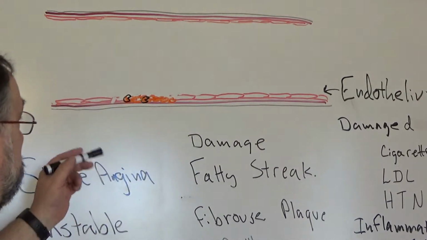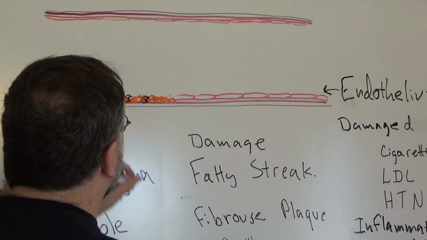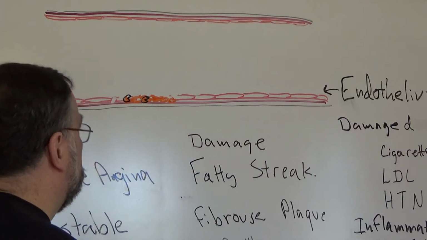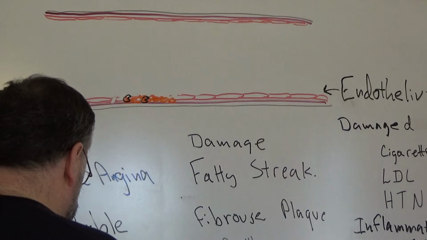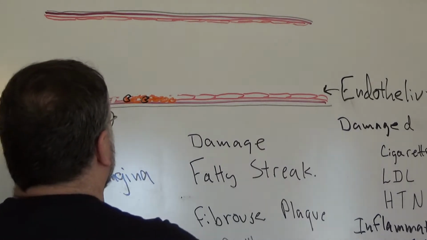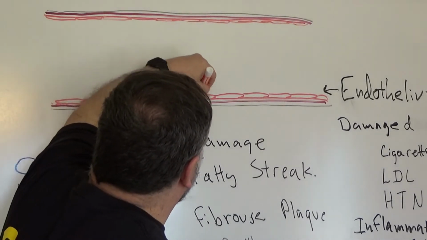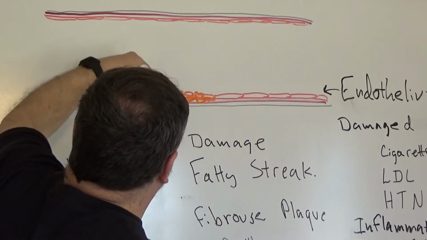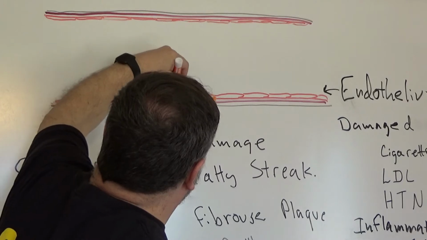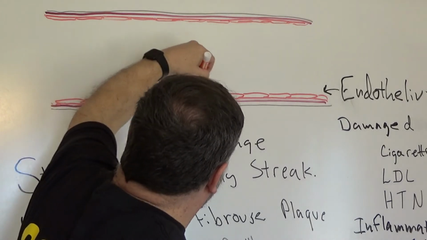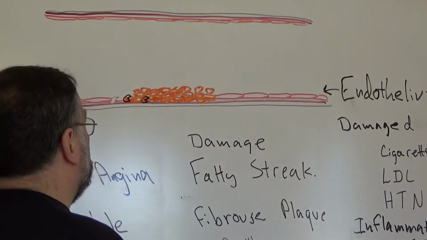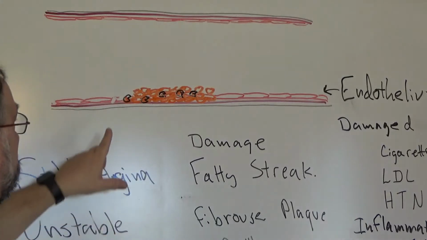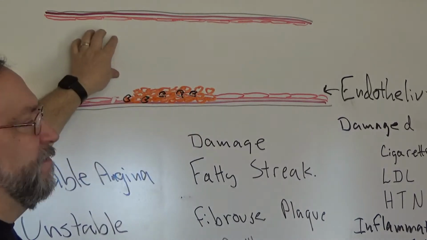So now you've got foam cells, right? And they must look like foam. Never seen them, only read about them. So you get these here, and you're getting this here, and it's kind of bulging out. You've got all that cholesterol, occasional foam cells. So now you've got it building out a little bit into the lumen of the vessel.